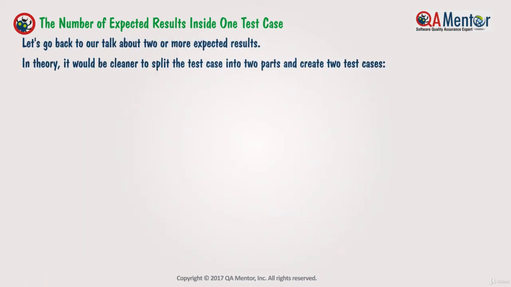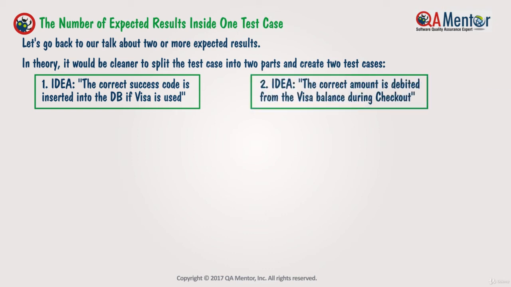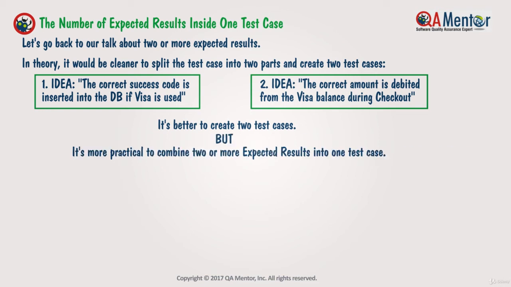In theory, it would be cleaner to split the test case into 2 parts and create 2 test cases. 1. Idea: the correct success code is inserted into the DB if Visa is used. 2. Idea: the correct amount is debited from the Visa balance during checkout. If possible, it's better to create 2 test cases, but in the majority of situations, it's more practical to combine 2 or more expected results into 1 test case.